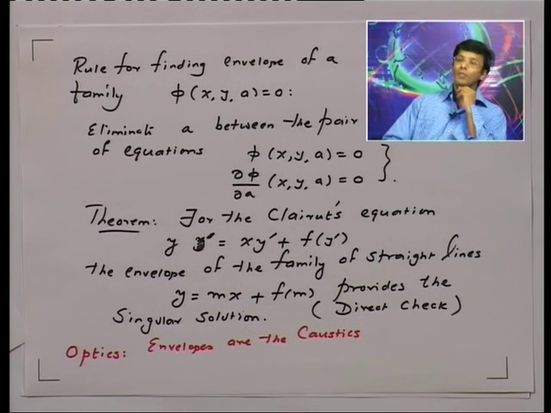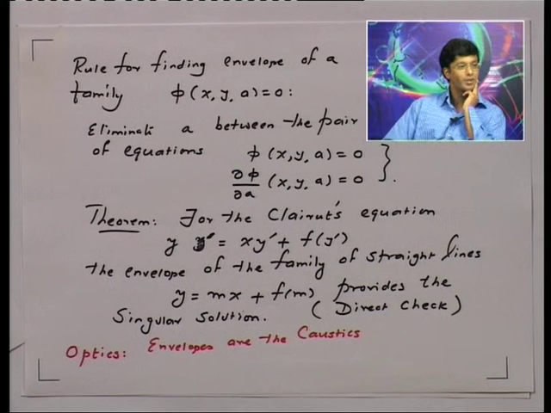So now we will go back to the Clairaut's equation. The theorem says that for the Clairaut's equation y equal to x y prime plus f of y prime, we know that it has a family of straight lines as a solution. What is this family of straight lines? y equal to mx plus f of m. Now if you take the envelope of this family, you will get a solution which also satisfies Clairaut's equation.